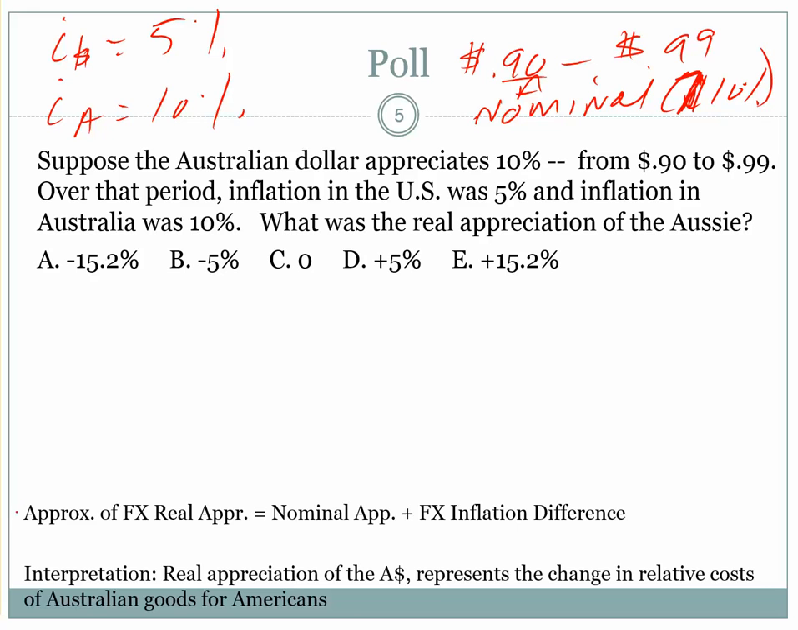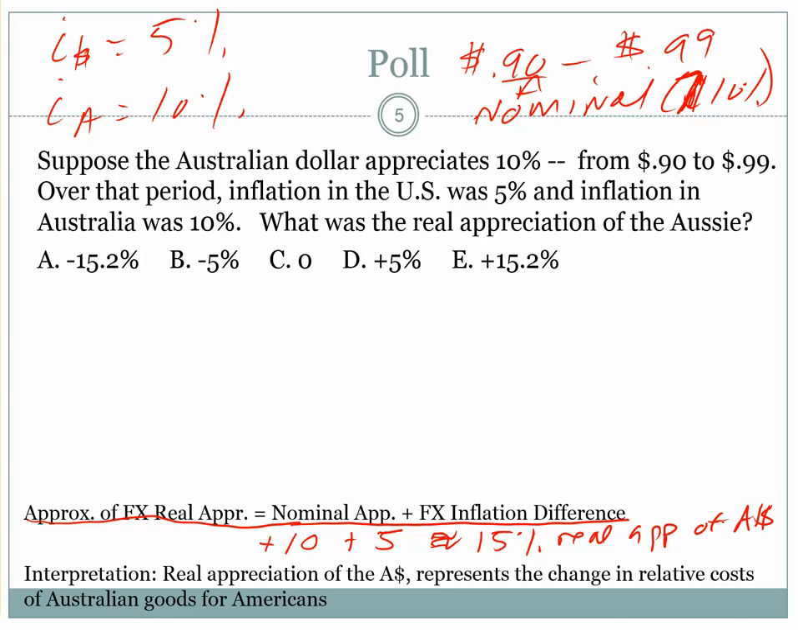The first thing we could do is an approximation. And I mentioned that approximation is the nominal appreciation plus the FX differential, or FX inflation, the foreign currency's inflation differential. So we can say, okay, well, the Australian dollar is up 10%, and they have 5% higher inflation. So in real terms, I think there's approximately a 15% real appreciation of the Australian dollar. So that's significant. If there's a real appreciation, that means Australian goods, or Australian exporters, are truly at a disadvantage to Americans now.